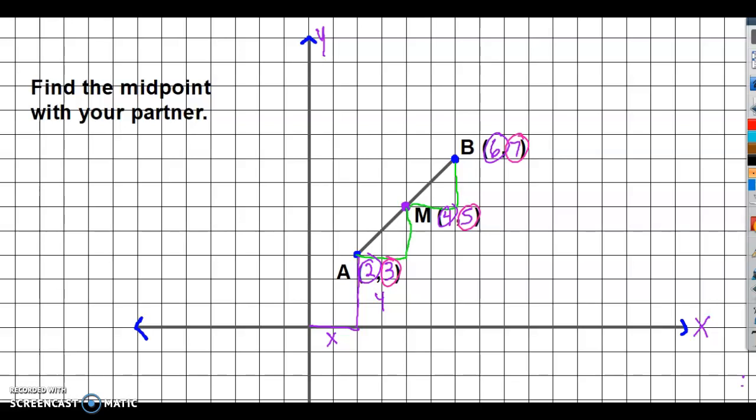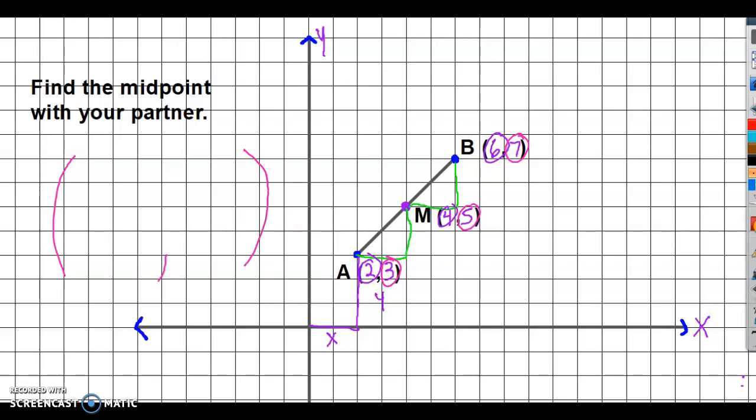To find the midpoint, there's actually a formula, and it's really just the average. All you have to do is take the average of two numbers to find the x and the average of two numbers to find the y. All right. So if I'm going to make a big ordered pair, x is first, y is second.